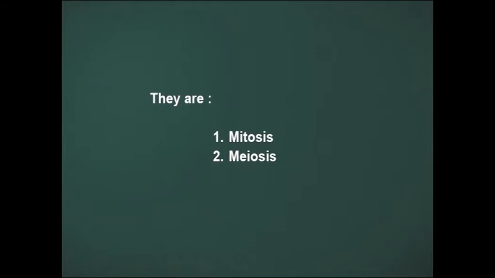There are two types of cell division in eukaryotic cells. They are number 1, mitosis, and number 2, meiosis. Now, let's first discuss mitosis.